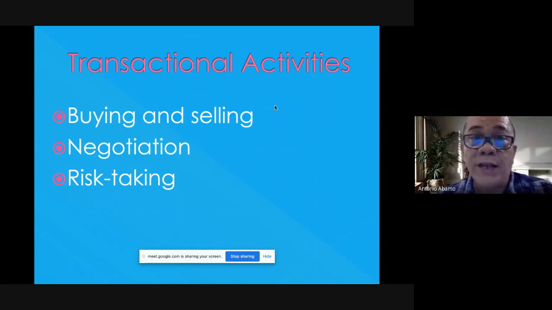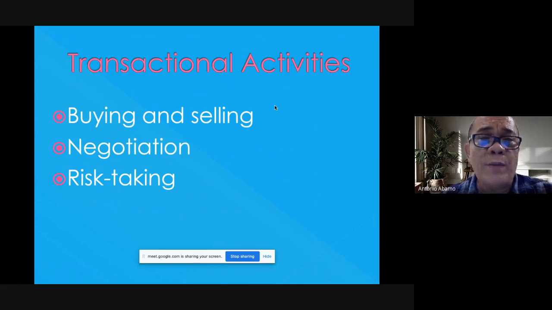If you are selling, that means you have to be very sure that it's free from blemish and of good quality. If the buyer rejects it because of damage, that's your marketing cost. But if the exchange process already happened and the damage took place in the hands of the buyer, then it's the buyer's risk. There is risk taking, sharing of risk, when the transactional activities are consummated. What are the transactional activities? Buying, selling, negotiation, and risk taking.